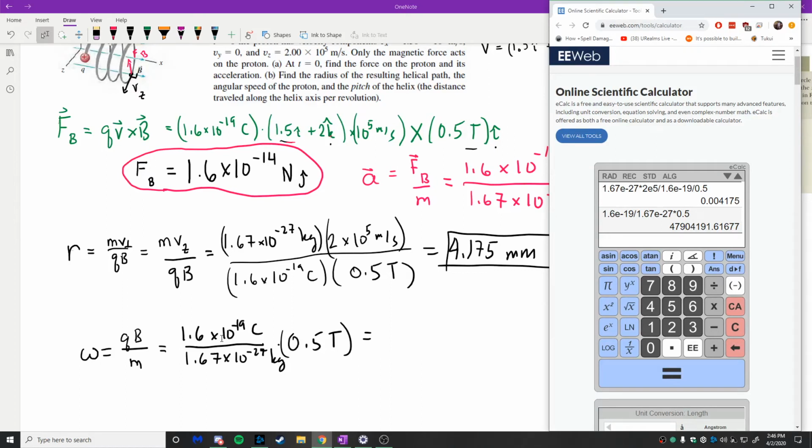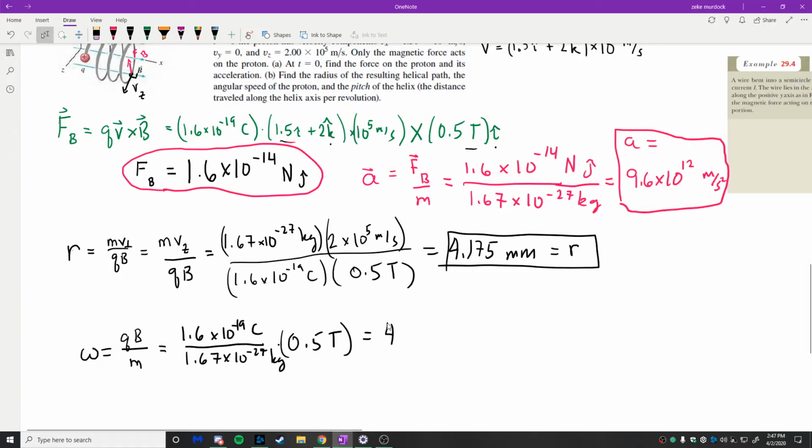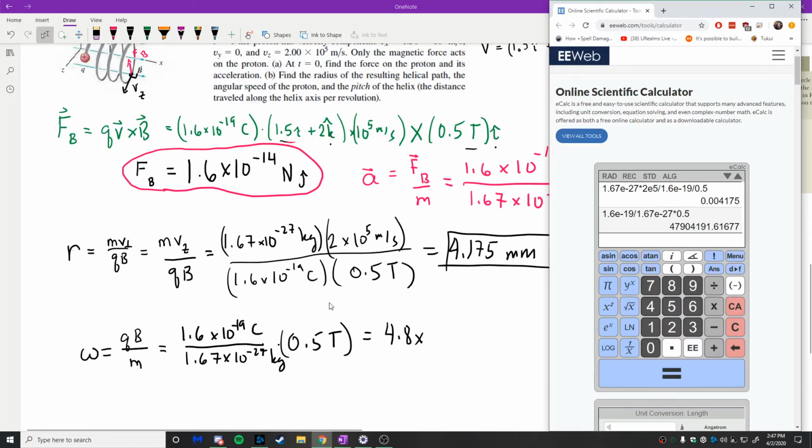My god, that number seems huge. But it has to be huge because it's negative 27 in the denominator. I want to check the units for this in a second, make sure we got the units right. So we end up getting, what is that number? Like 4.79 or about 4.8 times. Is it 10 to the 7?